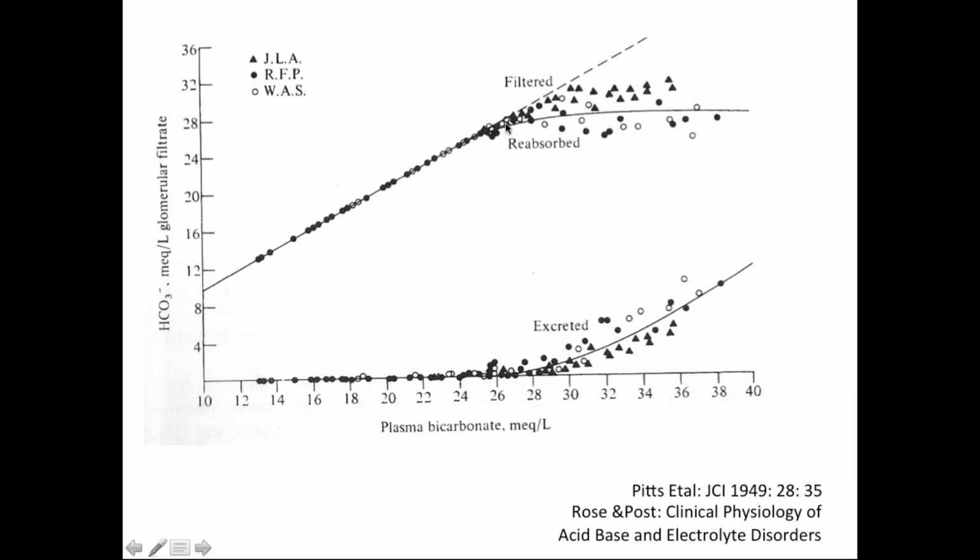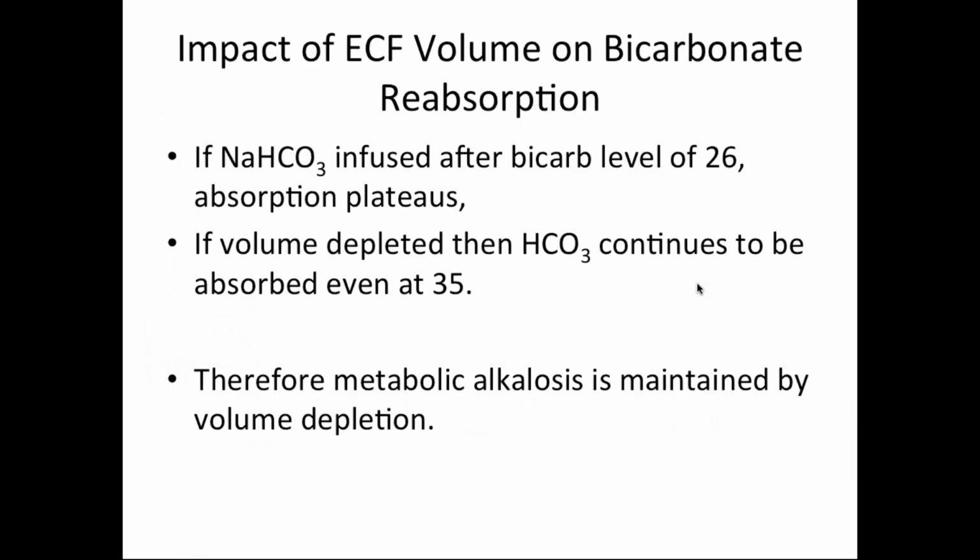And so the reabsorption of bicarb plateaus at around a bicarb of 26 and above, and excretion starts to happen at that point. However, this excretion and reabsorption can be affected by volume status, which was shown in the subsequent study. In volume depleted individuals, the bicarb can continue to be absorbed even with a bicarb of 35. And so metabolic alkalosis can be maintained by volume depletion.